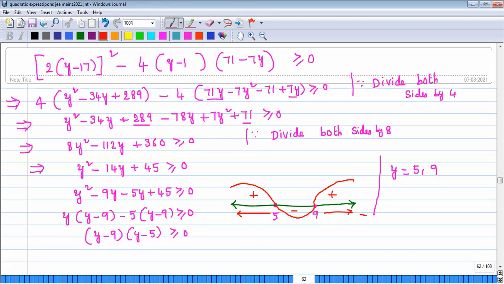That means y belongs to negative infinity to 5, union 9 to infinity. That means y does not lie between 5 and 9. That we can conclude. So y does not lie between 5 and 9.